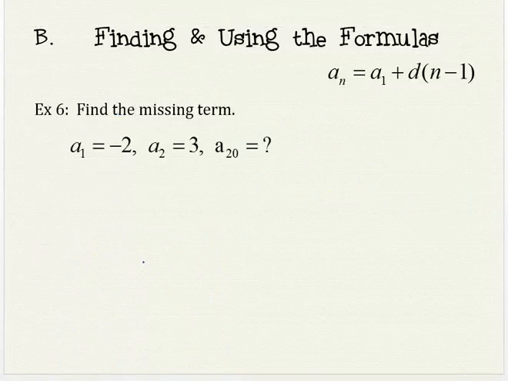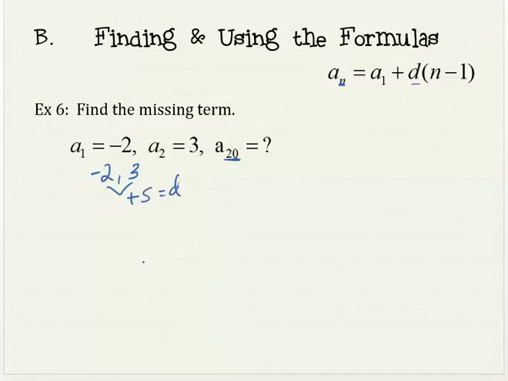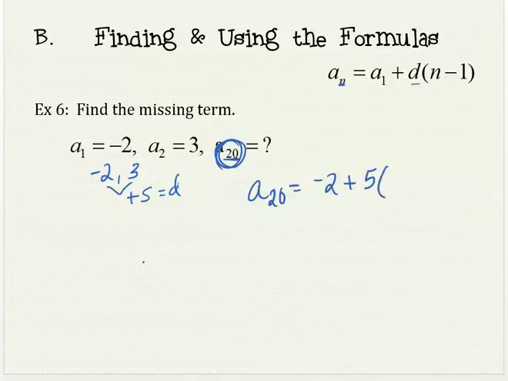Last but not least, what if I need to know a specific term of the sequence? Well, no big deal. First of all, to use that formula, you got to know D, right? Well, think about it. To go from negative 2 to positive 3, what happened? We added 5. So that's my D. So now I'm going to use that formula to find the 20th term. So a sub 20 is going to equal the first term plus D, which we said was 5, times 20 minus 1. Don't distribute the 5, but do the math here.